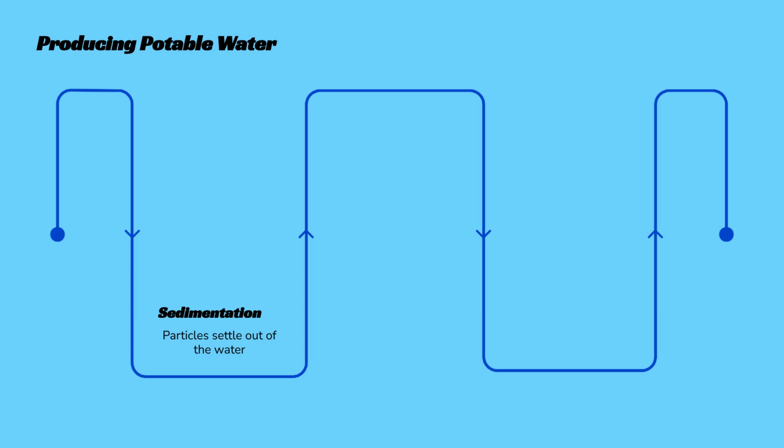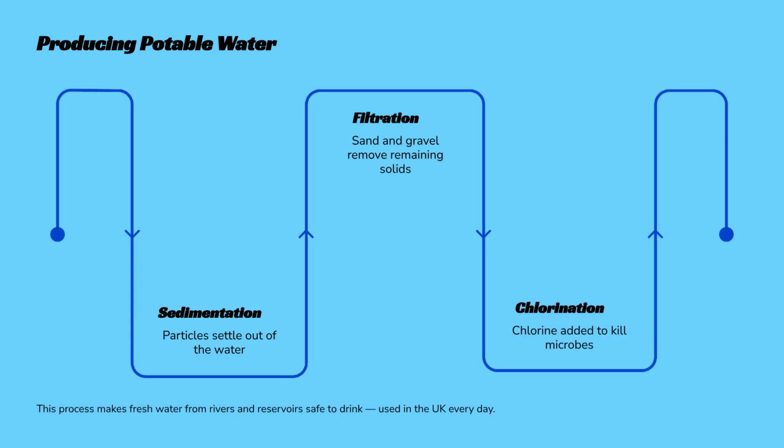First is sedimentation, where particles settle out of the water. Then, filtration removes remaining solids using sand and gravel. Finally, chlorination adds chlorine to kill microbes. This makes fresh water safe to drink.